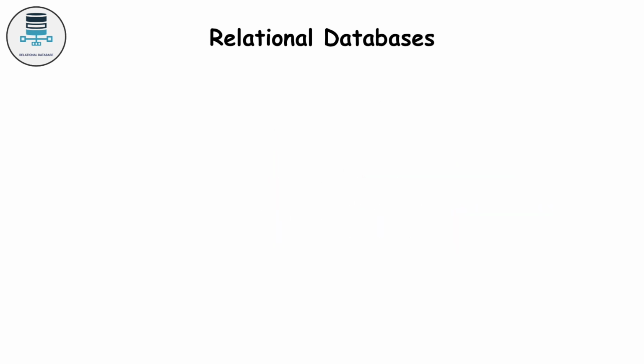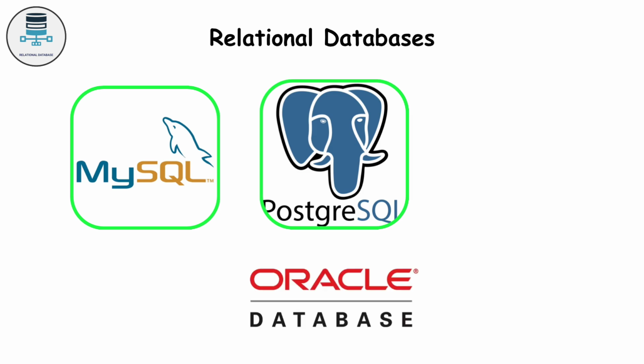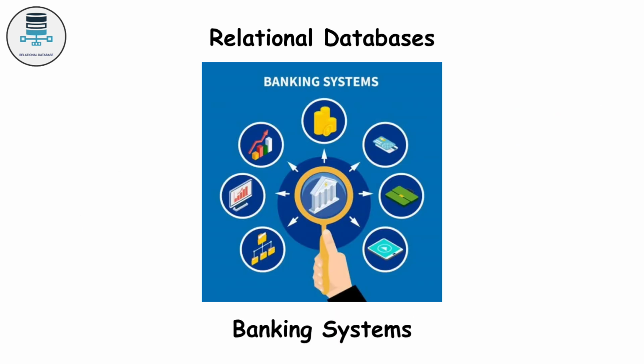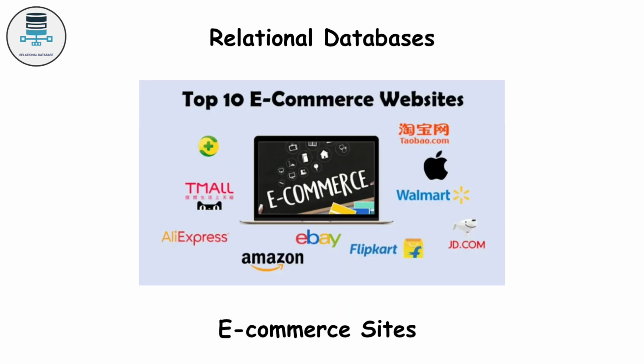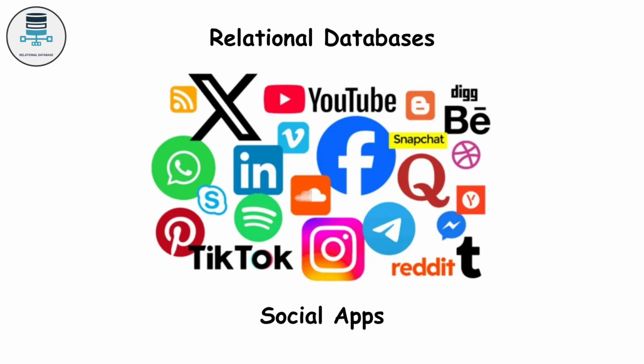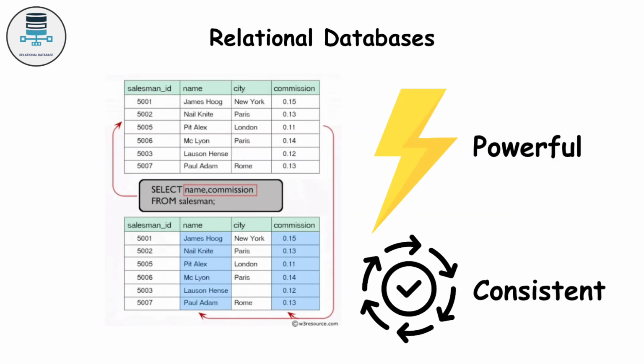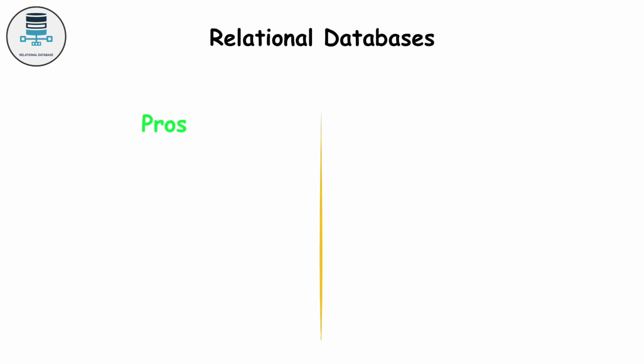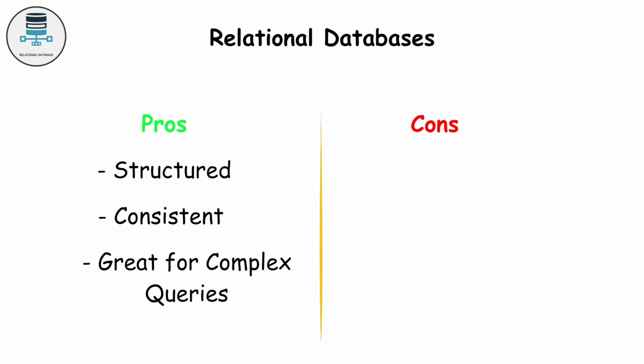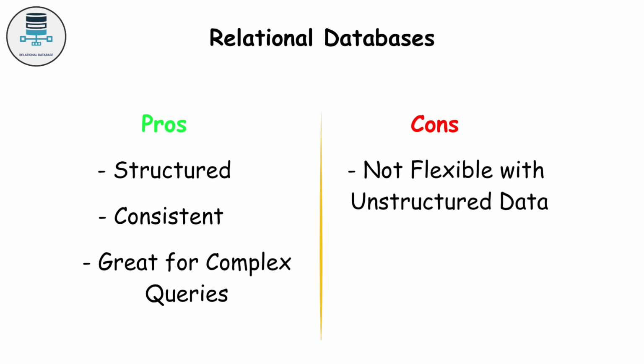Popular examples: MySQL, PostgreSQL, Oracle, Microsoft SQL Server. These are your go-tos for banking systems, e-commerce websites, and anywhere structured, reliable data matters. They're powerful, consistent, and run on good old SQL, structured query language. Pros: structured, consistent, great for complex queries. Cons: not flexible with unstructured data, slower with massive scalability.